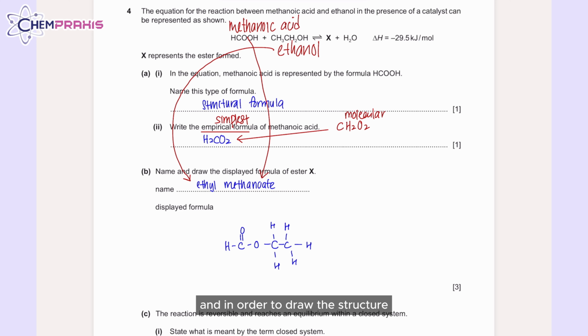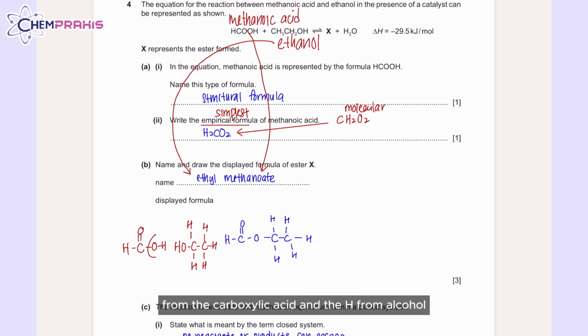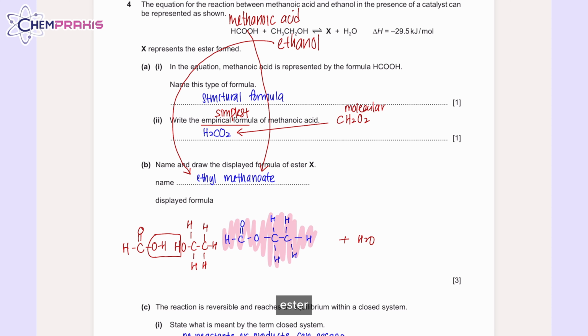And in order to draw the structure, this is a condensation reaction. They will remove water. Before that, this is the structure of methanoic acid, and this is the structure of ethanol. So when they join together, we will remove the OH from the carboxylic acid and the H from the alcohol. Then they will form water, and we will link these two together in order to form the ester.